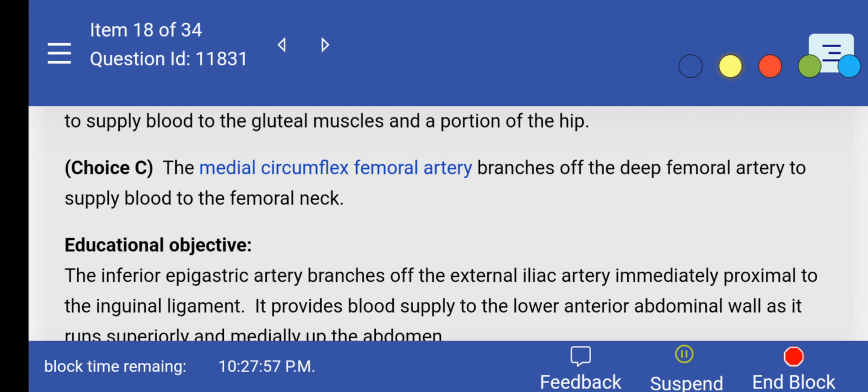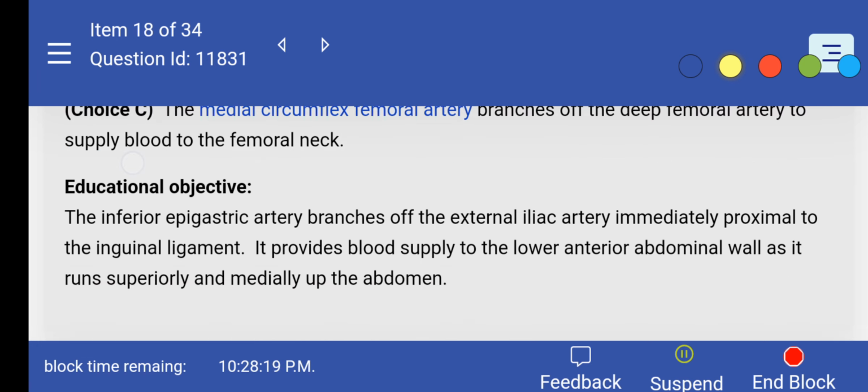So why not option C? Option C, the medial circumflex femoral artery. The medial circumflex femoral artery branches off the deep femoral artery to supply blood to the femoral neck. This is important. The femoral neck is supplied by the medial circumflex femoral artery, right? Okay.